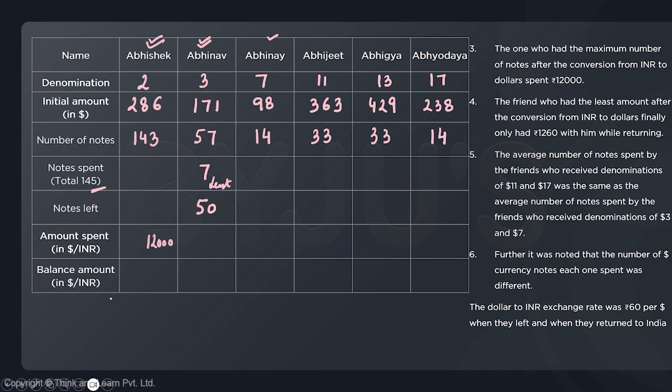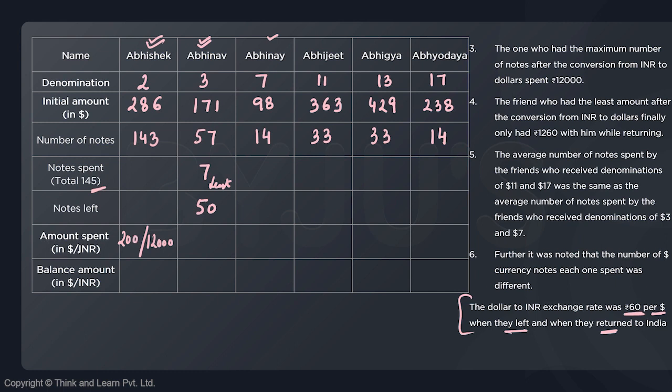Now there is a very important piece of information given at the end of all this. The dollar to INR exchange rate was 60 rupees per dollar when they left and when they returned to India. So whenever INR was converted to dollars, or dollars to INR, it was always 60 rupees per dollar. So if he spent 12,000 rupees, I can say he has spent $200.